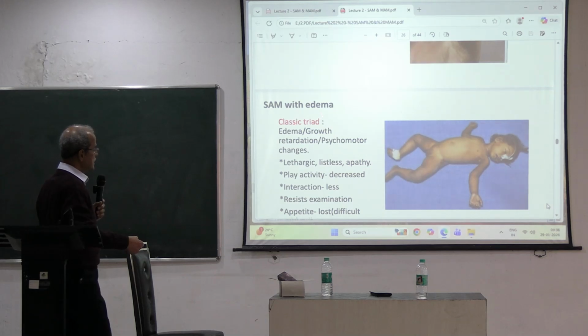Classical triad with SAM with edema: edema, growth retardation, and psychomotor changes. The child, you see from there also, looks lethargic and listless and apathetic. Play activity is reduced, interaction is less, the child resists examination, and appetite is lost. So this is called kwashiorkor.